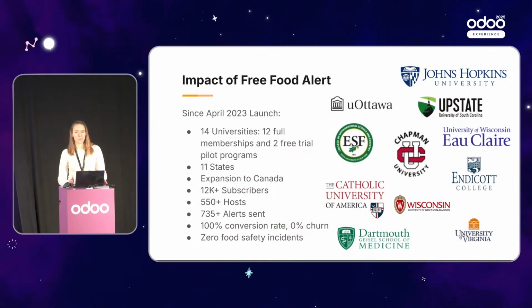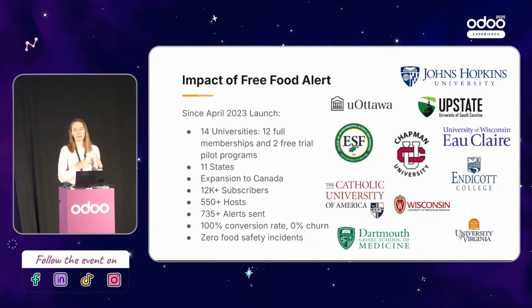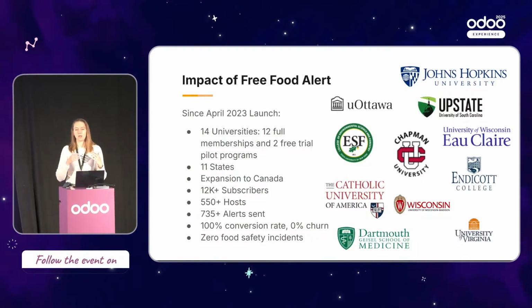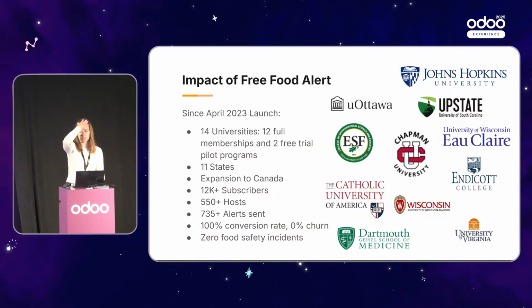Now that you know really how it works, I'd love to tell you a little bit more about our impact over the past 2.5 years. So as I mentioned, I've been working on this project for the past 8 years, but the first version of the solution was custom built and custom developed specifically dependent on the Johns Hopkins IT infrastructure. In April of 2023 though, we relaunched a completely redesigned version of Free Food Alert built off of Odoo that was completely agnostic of any one university.